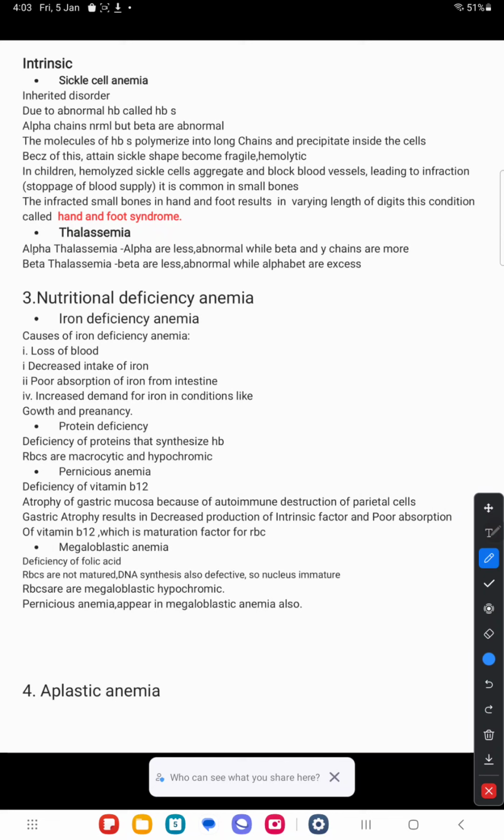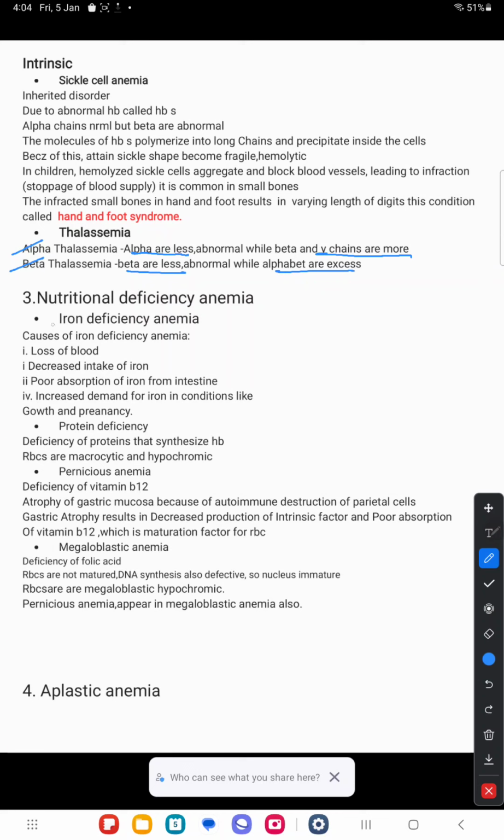Thalassemia. Thalassemia is of two types, alpha and beta thalassemia. In alpha thalassemia, alpha chains are less, while beta and gamma chains are more. In beta thalassemia, beta chains are less and abnormal, while alpha chains are in excess.